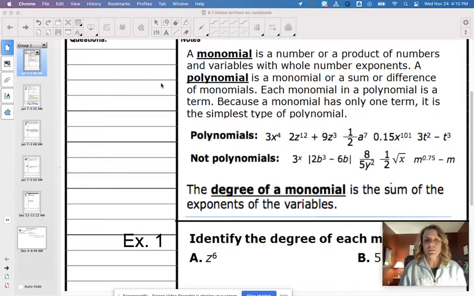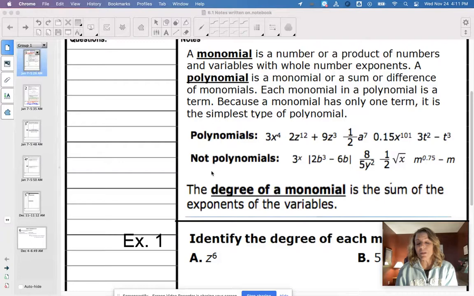A monomial is a number or a product of numbers and variables with whole number exponents. A polynomial is a monomial or a sum or difference of monomials. Each monomial in a polynomial is a term. Because a monomial has only one term, it is the simplest type of polynomial. So here's some examples right here of polynomials. 3x to the fourth and so forth.